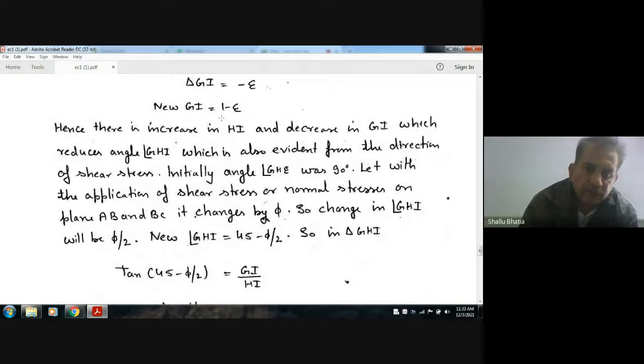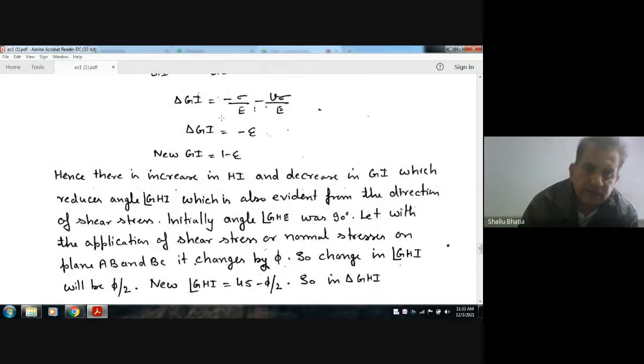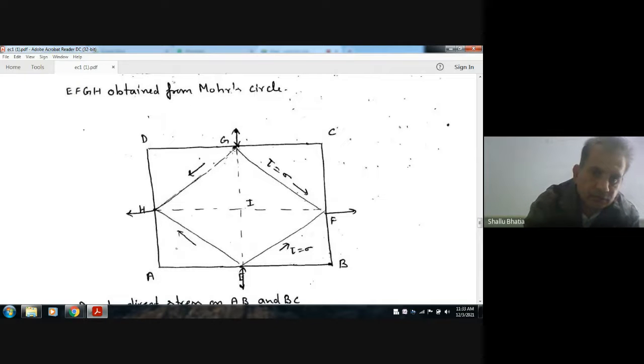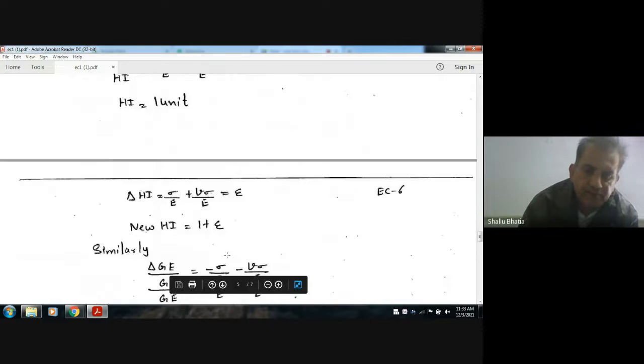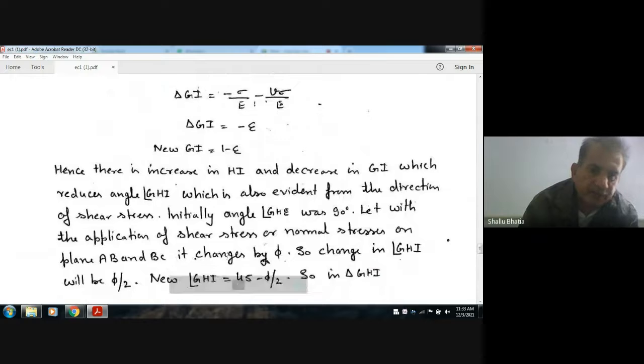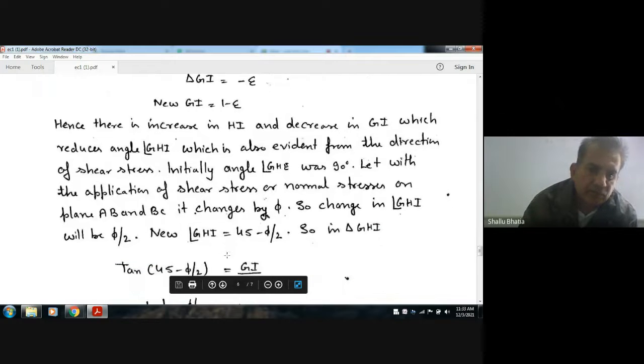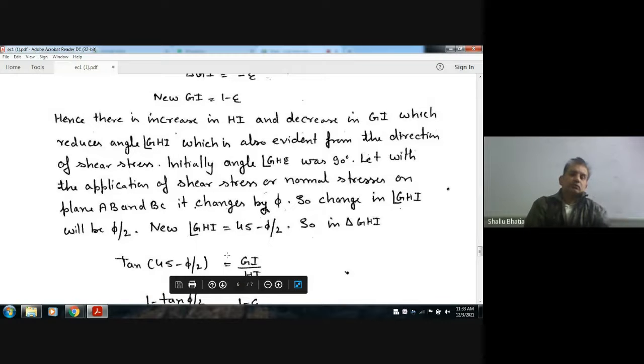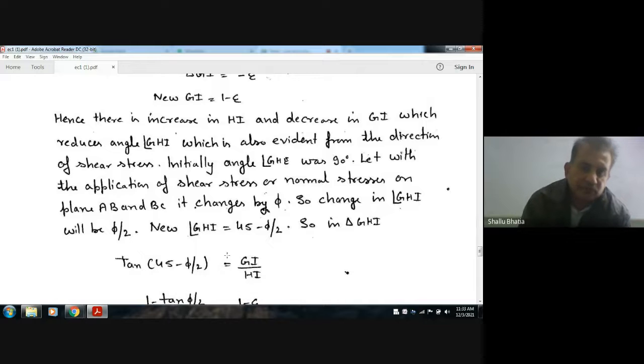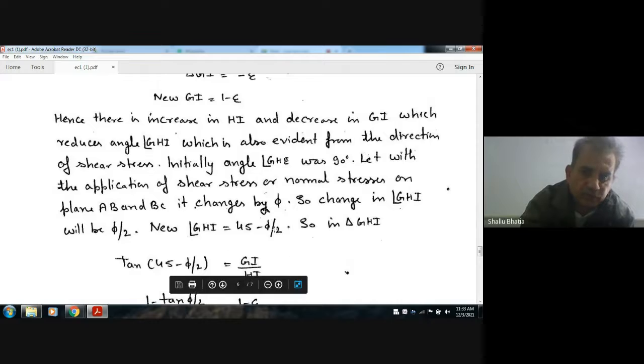Okay. Initially GHE was 90 degrees. Now by the application of shear stress or normal stress on the plane AB or AC, because this shear stress is due to the normal stress on planes AB and BC, we can write that due to normal stress or due to shear stress the angle changes by an amount phi. So that is also shear strain.